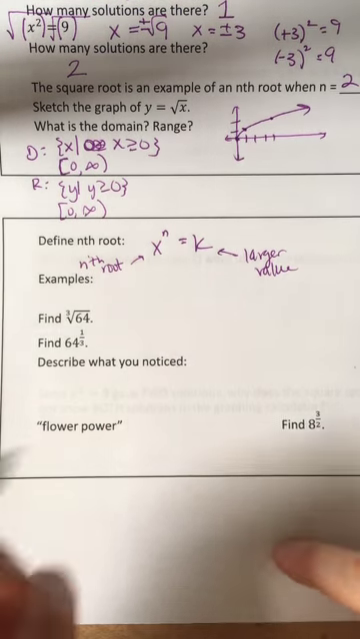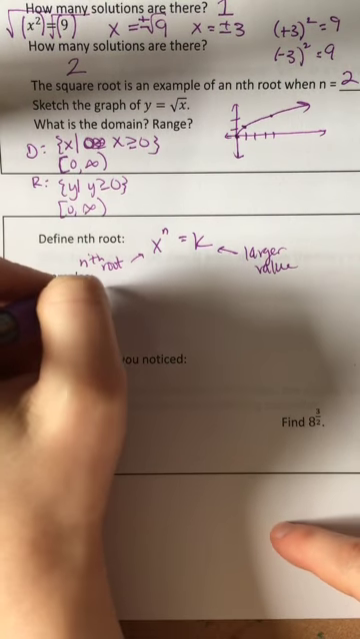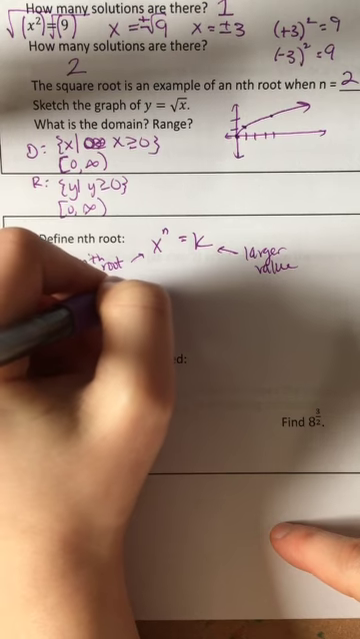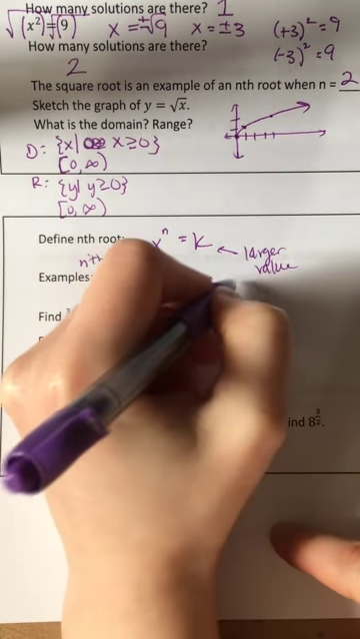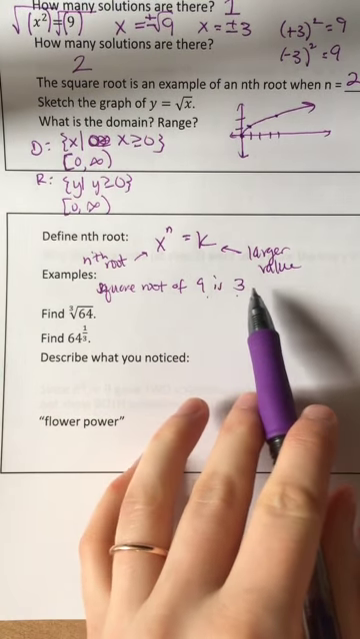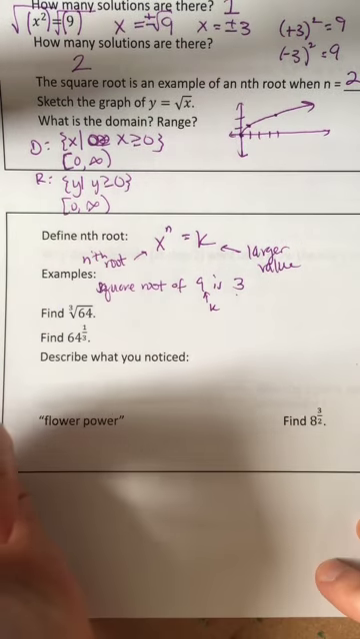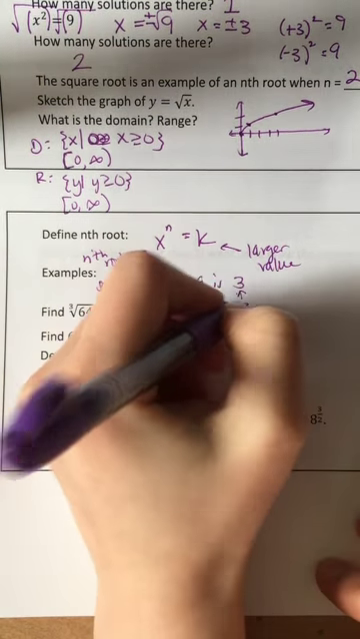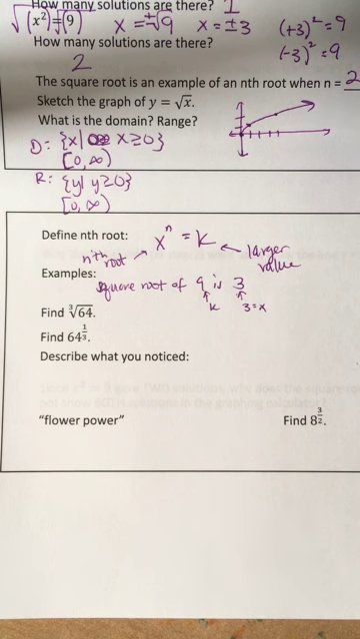So an example would be the second root, or the square root of 9 is 3. It's the nth root of k. So this is our k, it's our larger value. The nth root in this case is 3. Okay, so find the cube root of 64.